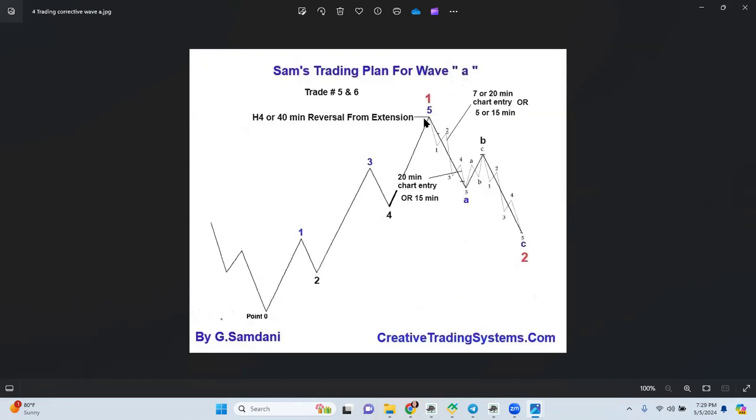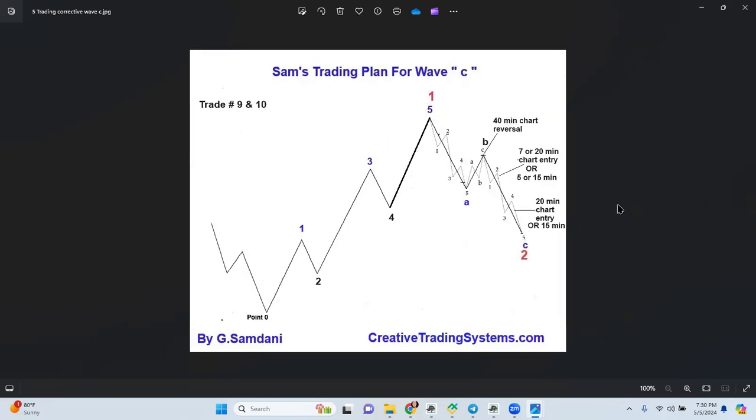So this is how the wave 1, wave 3, wave 5 trading plan works, and after that, this is the trading plan for wave A. You leave wave B alone, and then wave C is again the same thing. This is the plan for wave C, because wave A and wave C are also impulse waves.